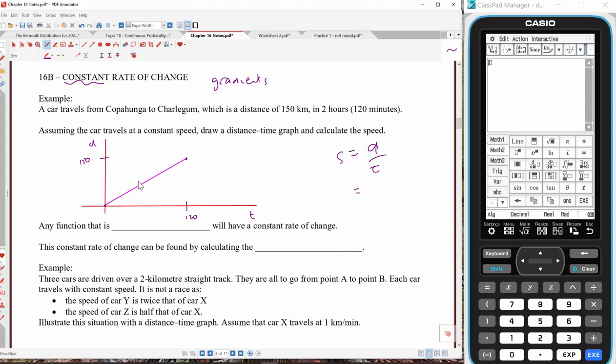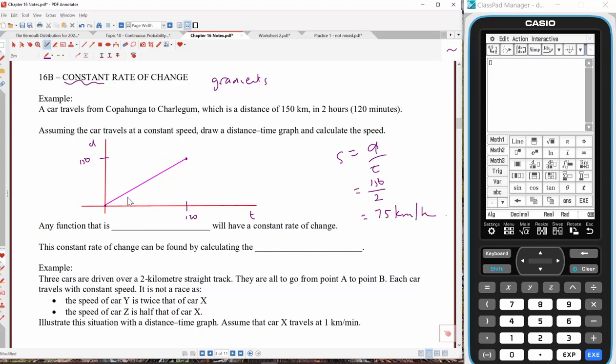All right, so onto this particular scenario here. So what we can do is the distance over time. So the distance covered was 150 kilometers over the time covered, which was 2 hours or 120 minutes. So that is 75 kilometers an hour.